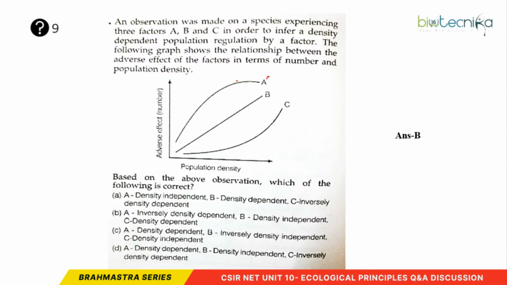Okay, so this is your inversely density dependent. Yes, beyond a point with population growth, this adverse effect is going to reduce. So inversely density dependent. Now look at the next one, B. There's no increasing or decreasing as such. So this is your density independent.